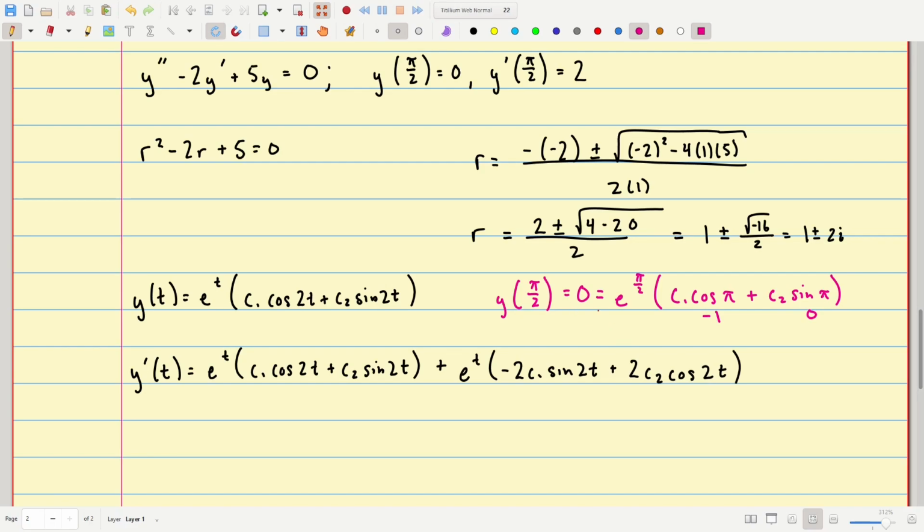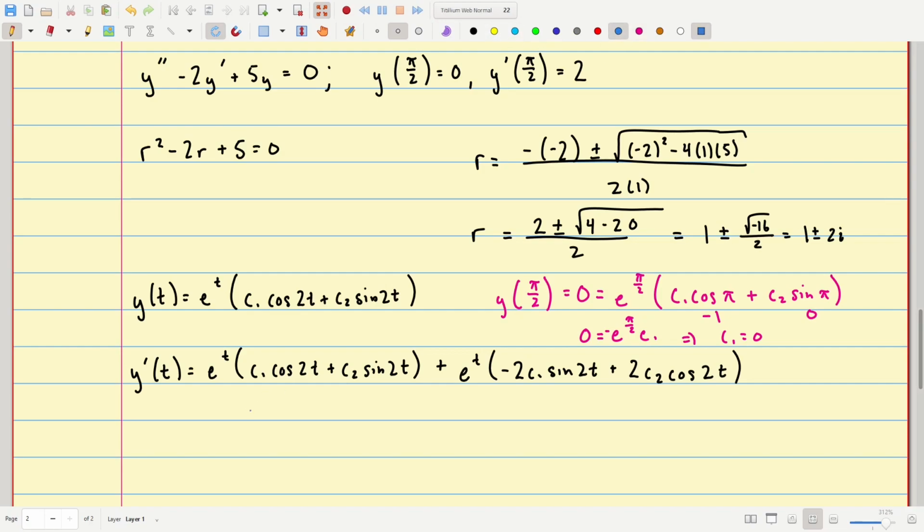All right. And so what this tells us is that 0 is equal to e to the pi halves c1 with a minus sign, because we get that -1 there. And hence c1 has to be 0. Okay. We're happy to see that, as it makes the rest of our evaluations a lot easier to do.